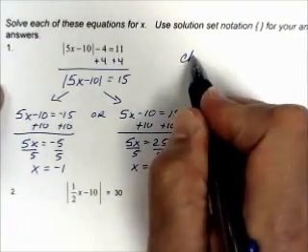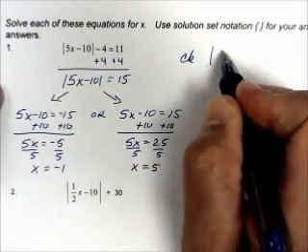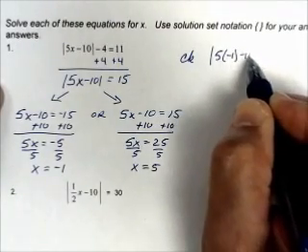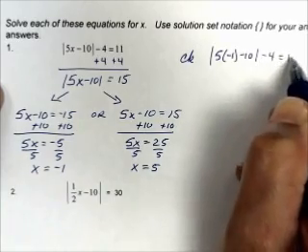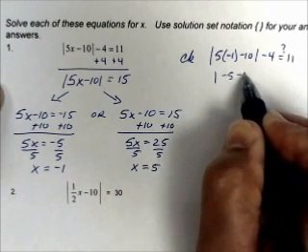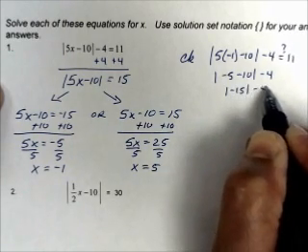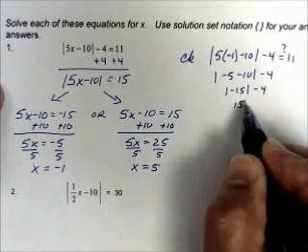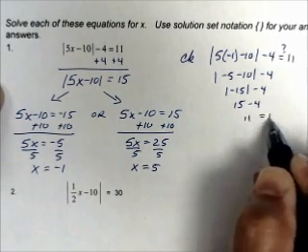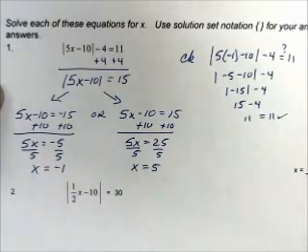Now check. Going back to the original absolute value equation. The absolute value of 5, replacing x with negative 1 first, times negative 1 minus 10, subtract 4, does that equal 11? 5 times negative 1 is negative 5, minus 10 is negative 15. The absolute value of negative 15 is 15, minus 4 is 11. When you're checking, you work out the left-hand side of your equation and the right-hand side of the equation.